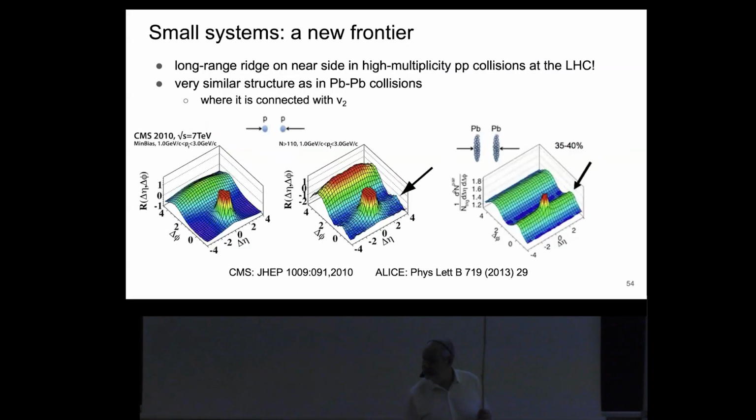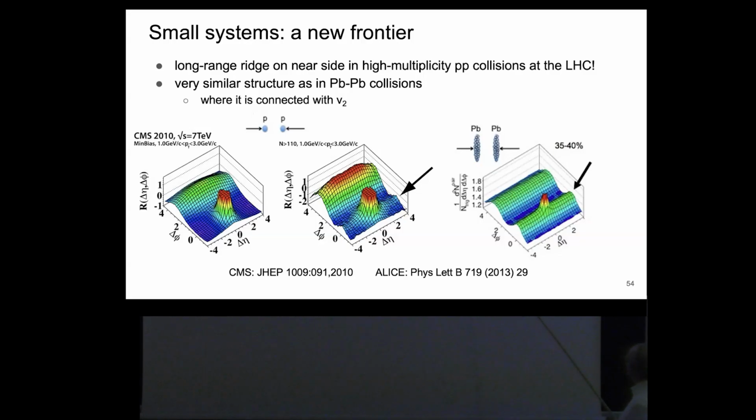Small systems, the new frontier, a new frontier at least. We have long-range correlations on the near side, which have been measured in proton-lead collisions and even in proton-proton collisions at the LHC, at least in high multiplicity collisions. This is a very nice intuitive way of looking at it from CMS.